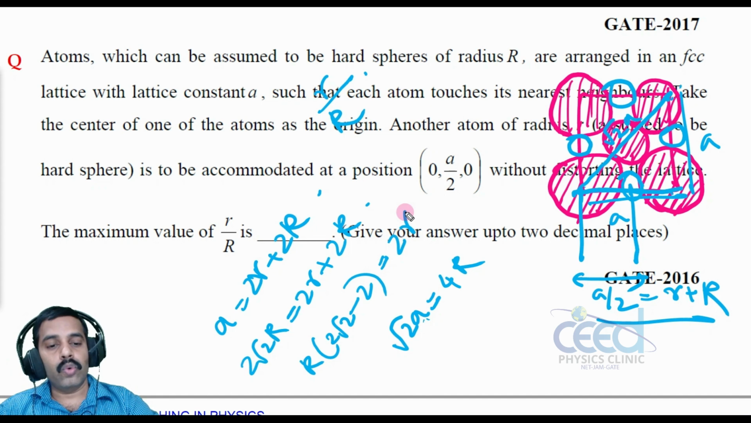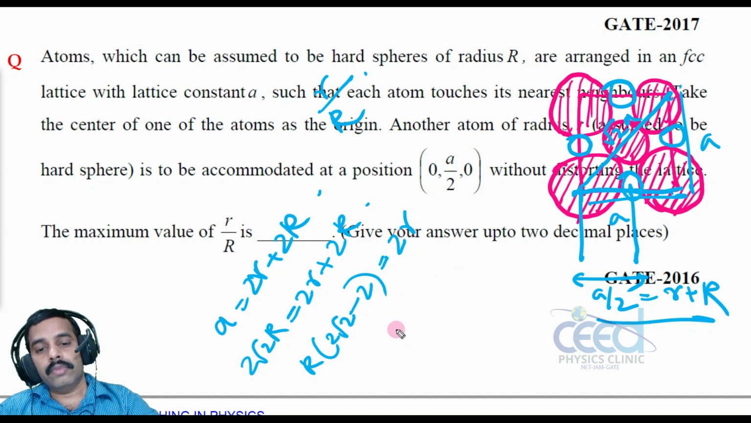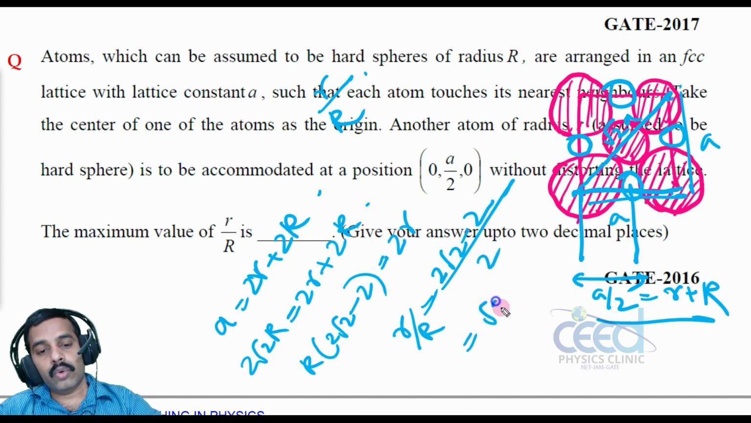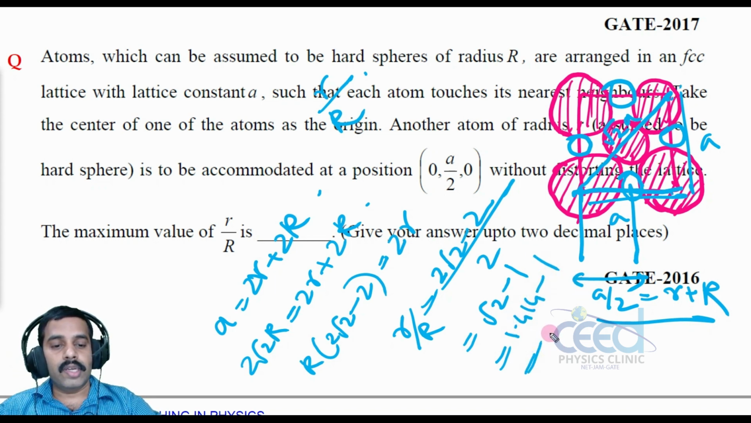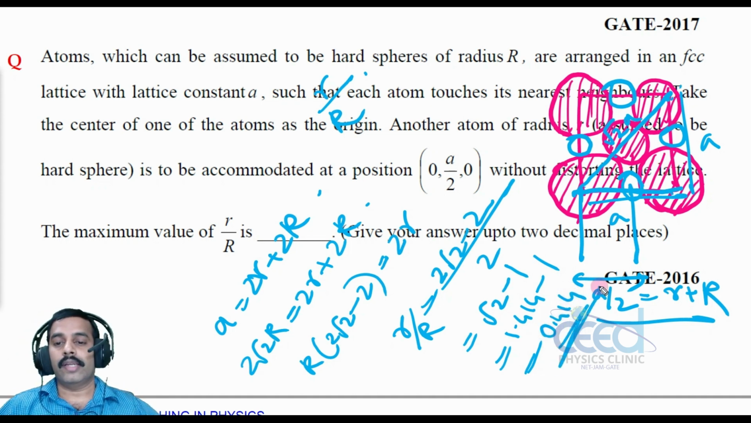Now we need to solve this. r by capital R is equal to 2 root 2 minus 2 divided by 2. That is nothing but root 2 minus 1. That is equal to 1.414 minus 1. So what is the answer? 0.414. Alright, so this is the answer.